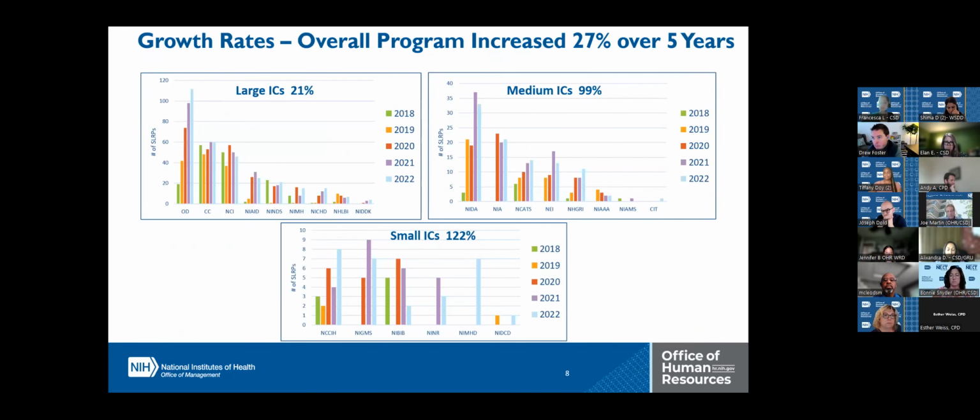Next, we want to look at trends. Is the program growing, and in which ICs? Overall, the program has increased 27% over the past 5 years, but broken out by size, the small ICs have had the greatest usage increase. If you look at the y-axis, you will see a different scale on each graph, so it is not a one-for-one correlation. Next slide.